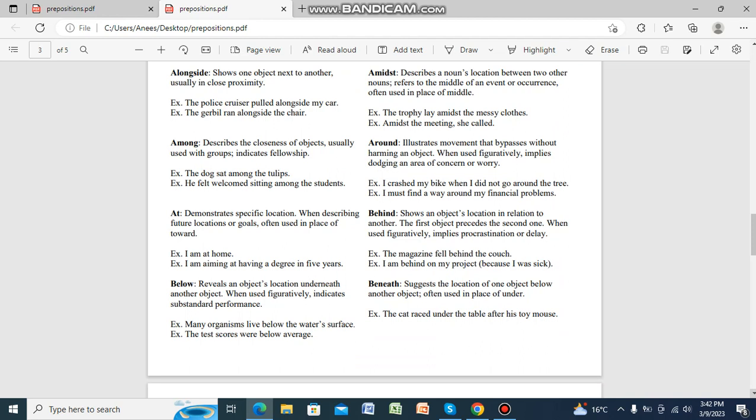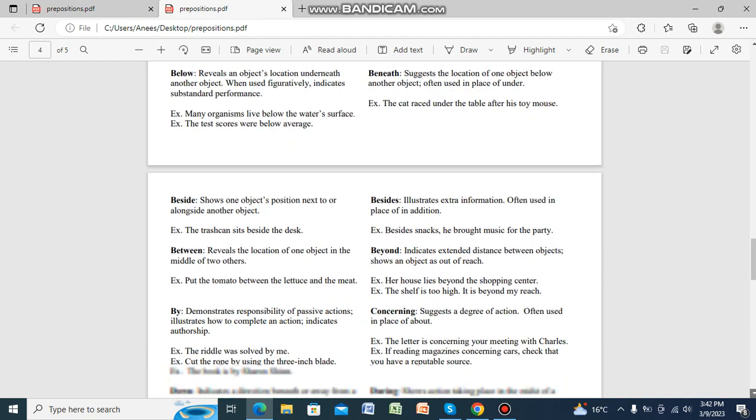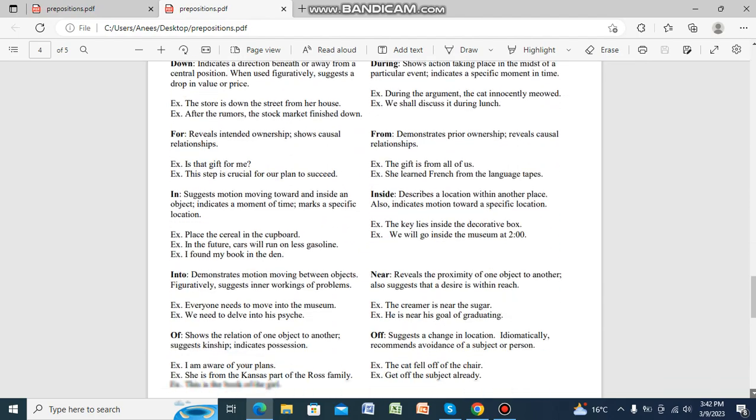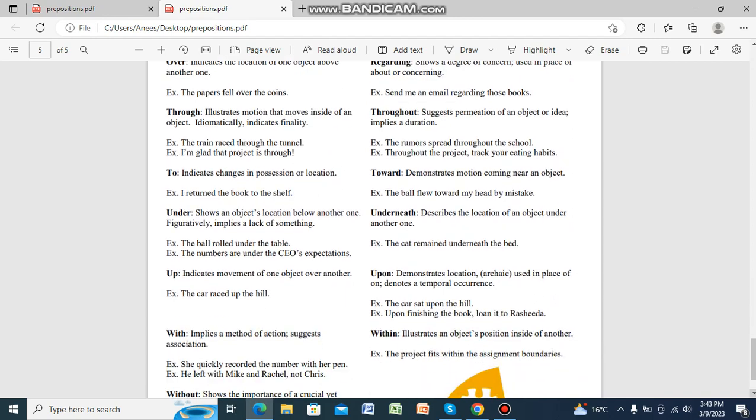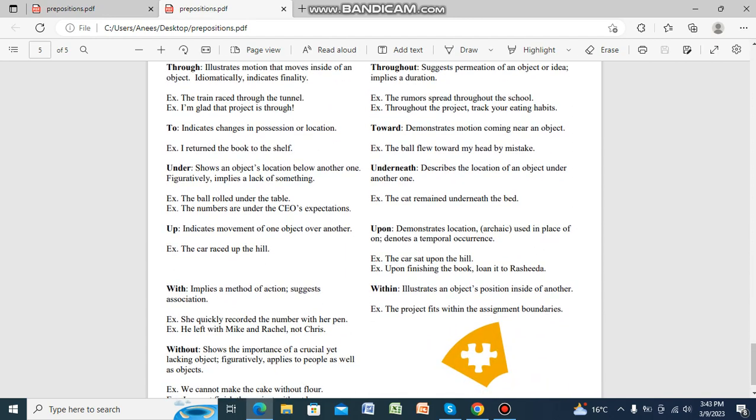So the police cruiser pulled alongside my car. The gerbil ran alongside the chair. Then we have amidst. Amidst describes a noun's location between two or more other nouns. And then we have around, among, behind, besides. These are all different types of prepositions that you can use differently in different situations.